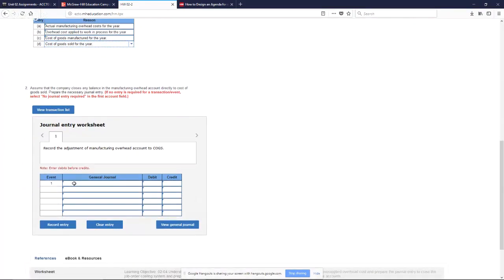Give me your thoughts on how you would record the adjustment of manufacturing overhead account to cost of goods sold. So here, I think it's this, because we have a balance of 40,000. Yeah. I think I would debit manufacturing and credit cost of goods. But I'm not sure on that.